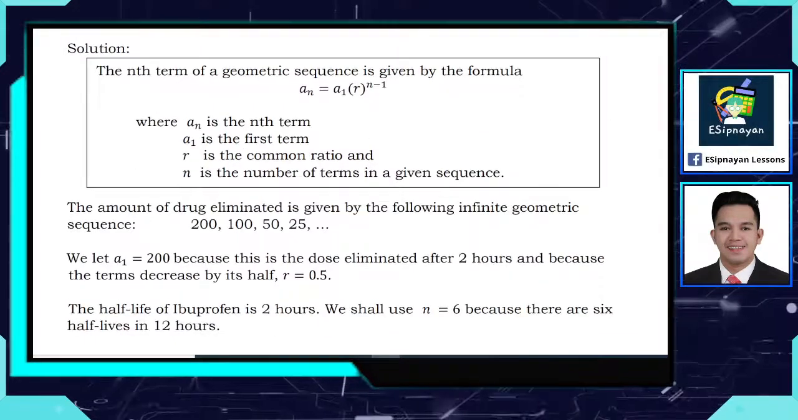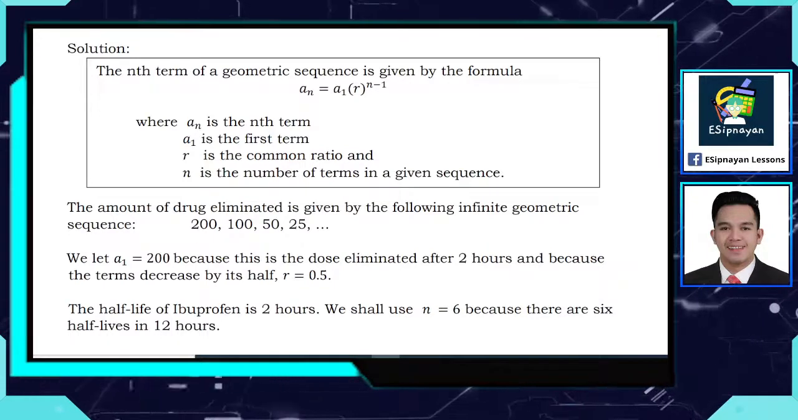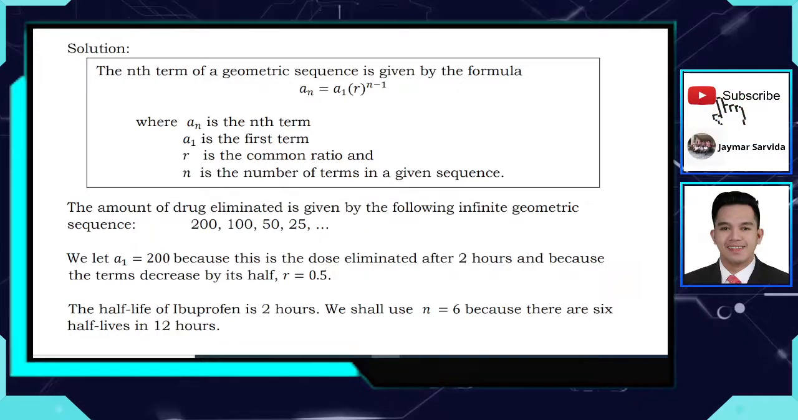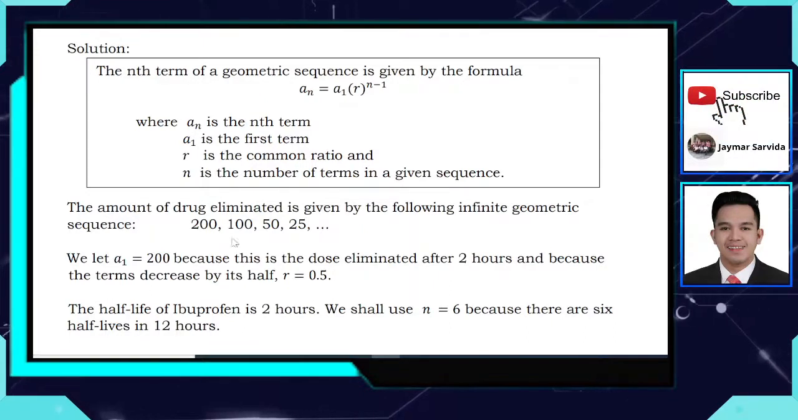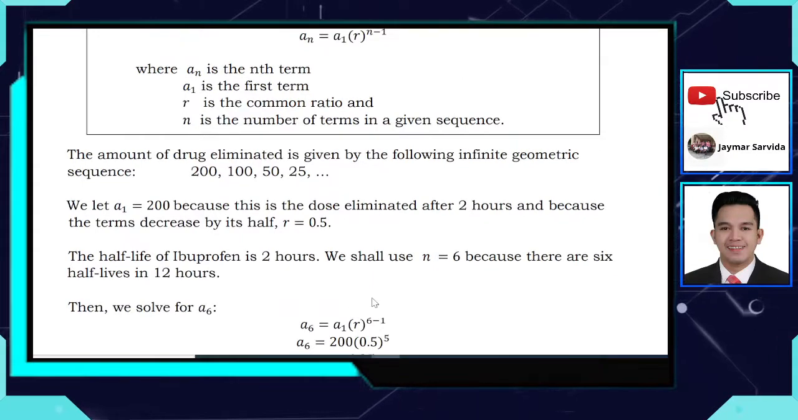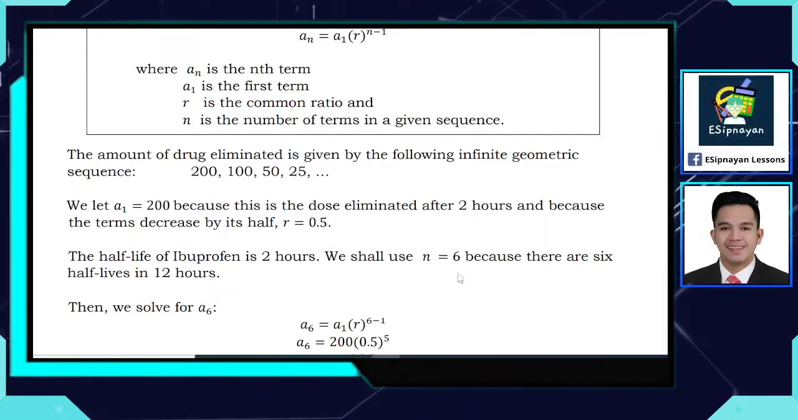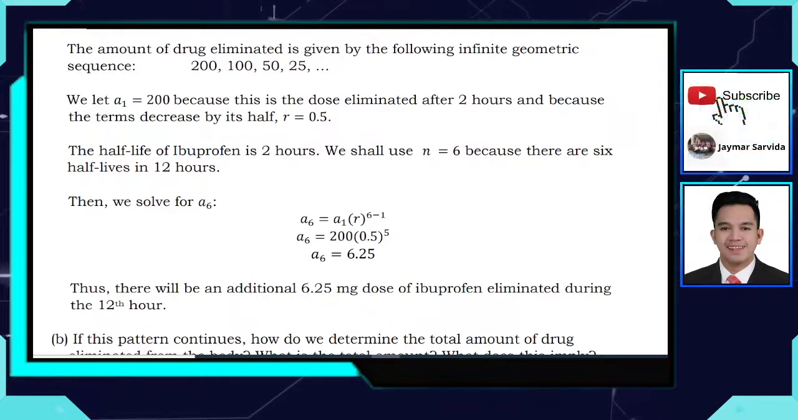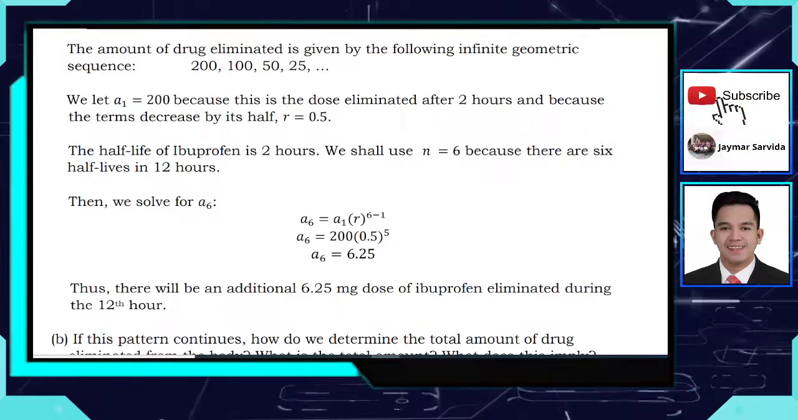Okay, so we have 200, 150, 25. A sub 1 is 200. And then, yung ating R is 0.5. That is 100 divided by 200 is 0.5. Okay, and then, the value of N is 6. So, substitute all the given values sa ating formula. So, yung A sub 1, papalitan mo ng 200 at yung R, papalitan mo ng 0.5 at yung N, papalitan mo ng 6.